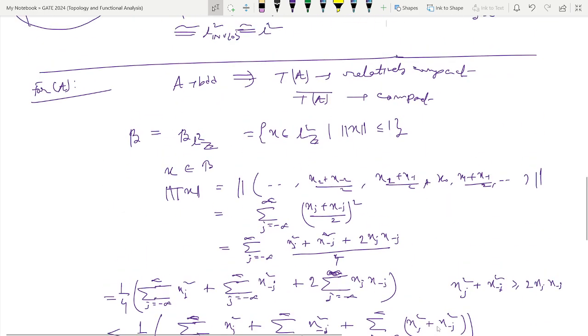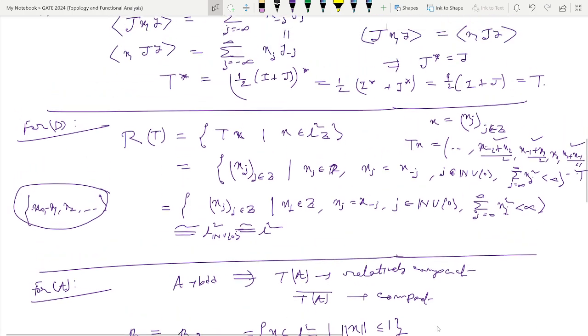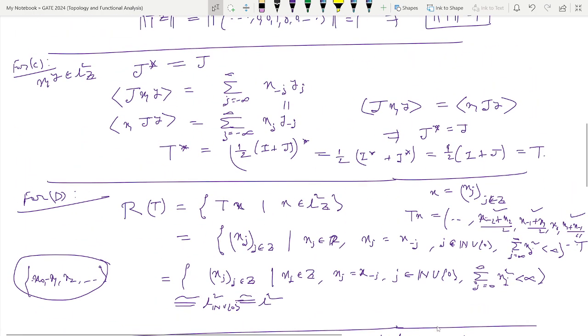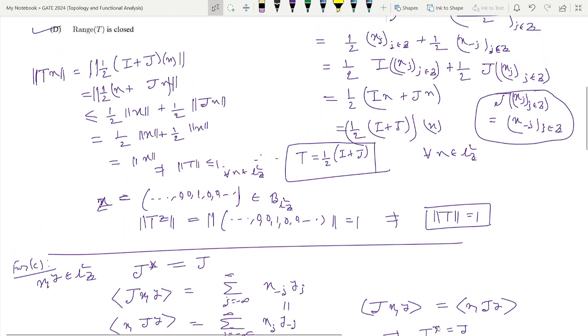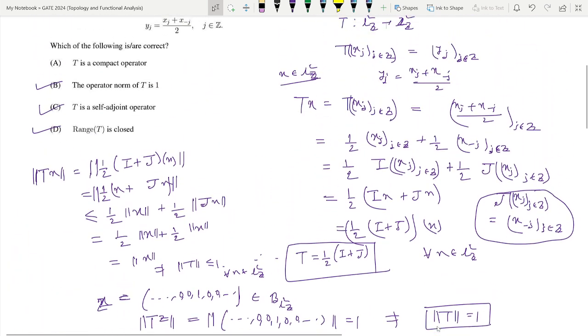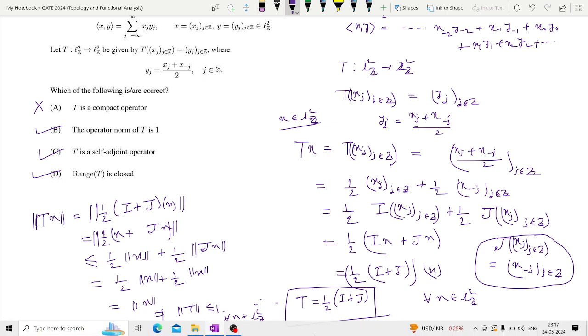So now look at option A, that T is a compact operator. This is not the correct option. So here option A is not the correct option, and options B, C, D are the correct options. This is the solution of this problem.